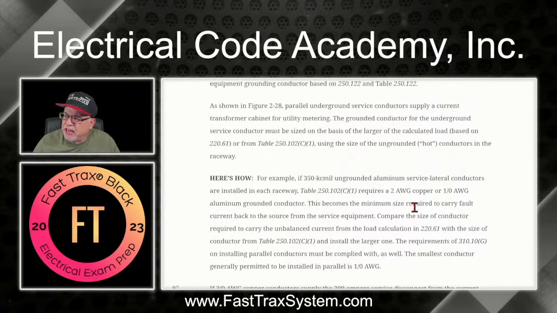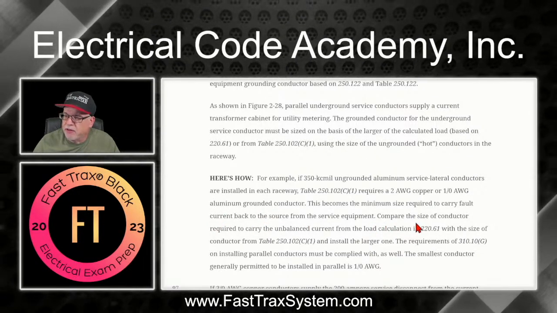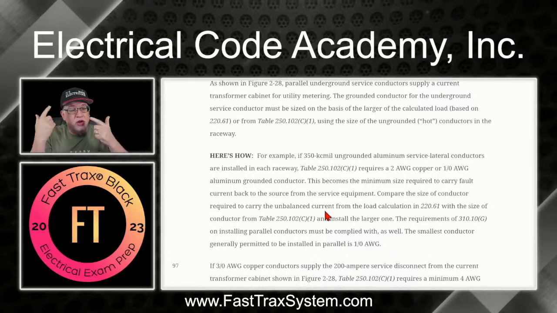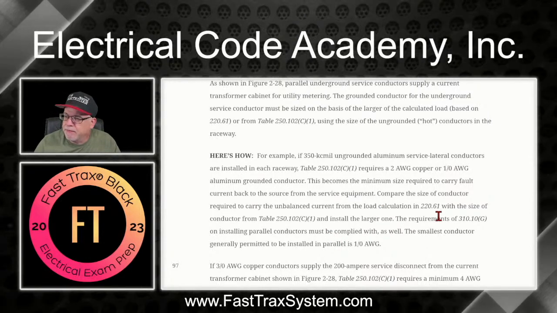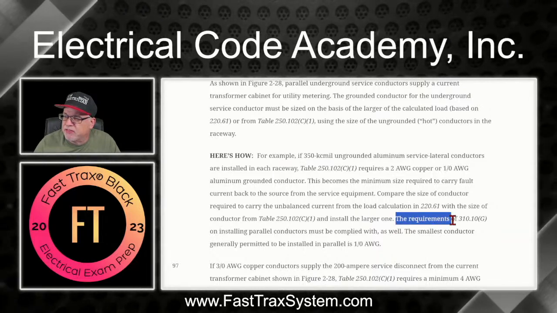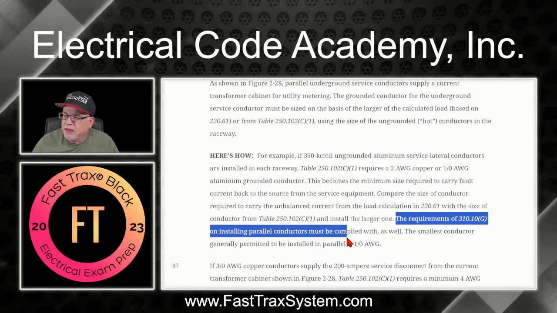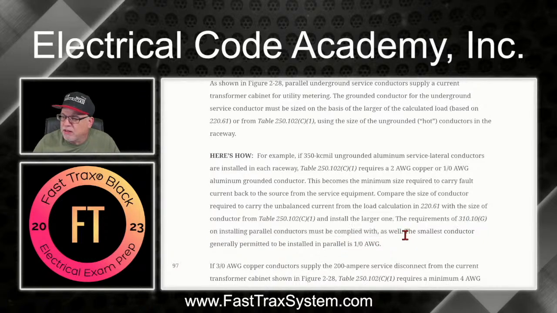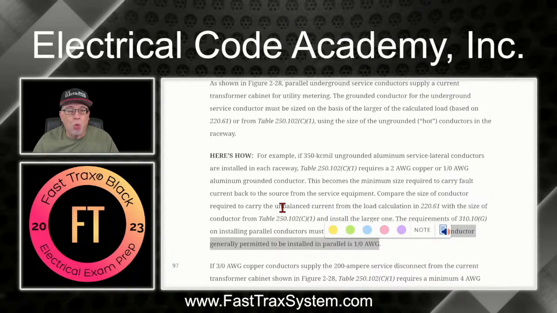This becomes the minimum size required to carry fault current back to the source, okay, for the service equipment. Compare the size of conductors required to carry that maximum unbalanced load. So remember, you had to do a load calculation, right? Don't forget that. Now, at this point, you'd think you're done, all right? So it says the requirements of 310.10(H) on installing parallel conductors must be complied with as well. The smallest conductor generally permitted to be installed in parallel is a 1/0.